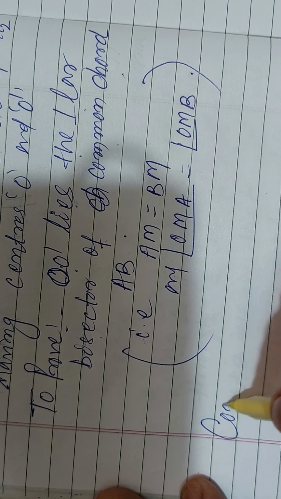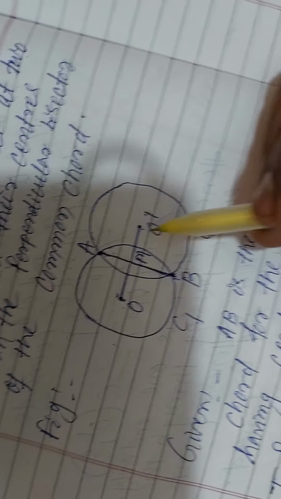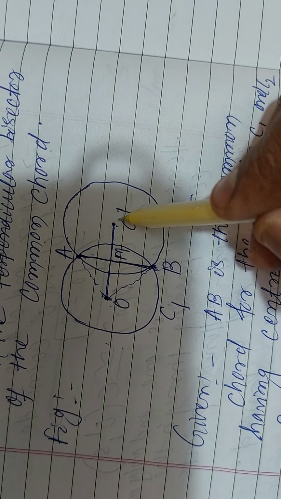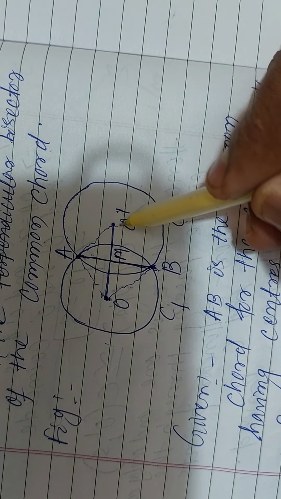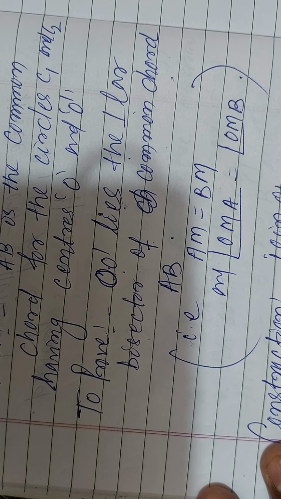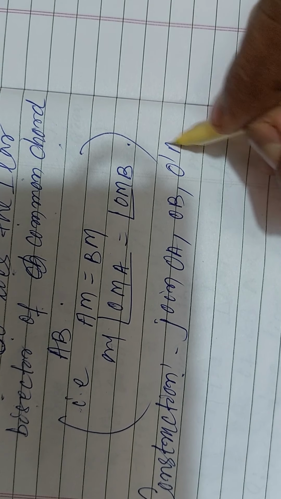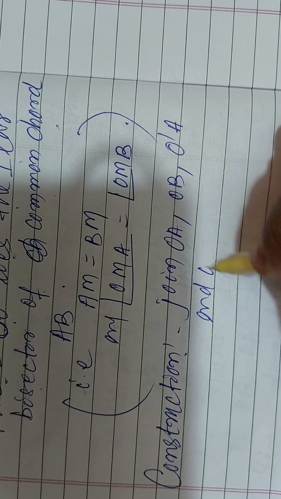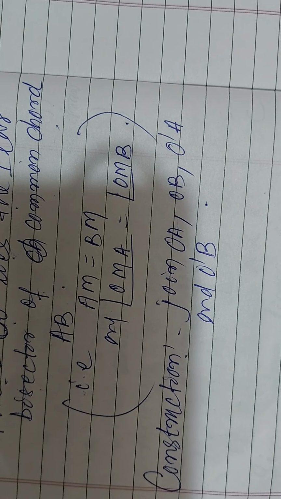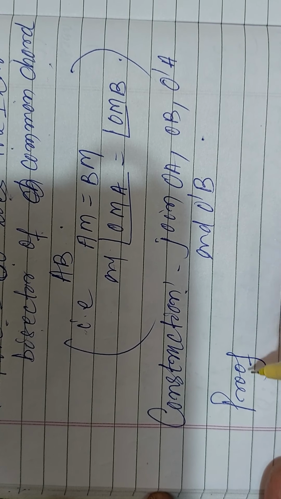So some construction is required here. Construction: join OA, OB, O dash A and O dash B. Right, students? Now the proof. Here we start the proof.